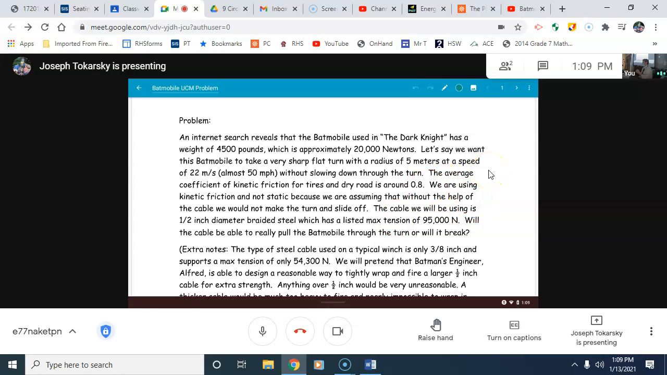It then goes on to tell us, I'm not going to read it word for word, that the type of cable that was likely used couldn't have been much more than a 1/2-inch braided steel cable. Because if it was any thicker, you wouldn't be able to shove it into a small compartment to shoot out. Steel cable is very heavy in itself, and it just wouldn't be feasible if it was any thicker than that. So, looking up the max tension from manufacturers of a 1/2-inch braided steel cable, we find that it could withstand 95,000 newtons of tension.